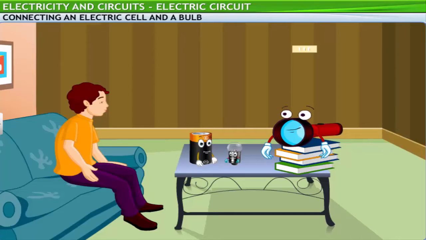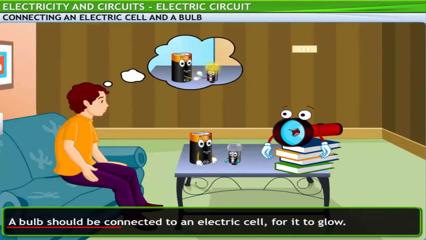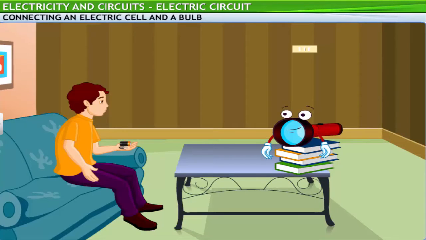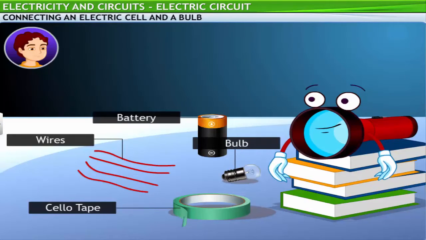You're right. Chamku stops glowing as soon as his connection with the cell is broken. A bulb should be connected to an electric cell for it to glow. Here, I have another torch bulb and a new cell. How should I connect them to make the bulb glow? Let me show you. We will also need 4 pieces of wire and an adhesive tape. There you go. Let's start off.